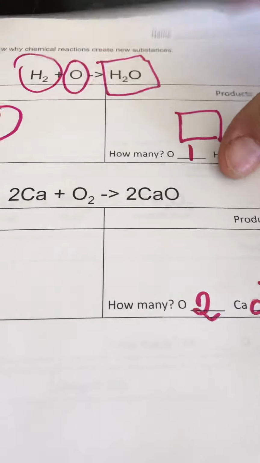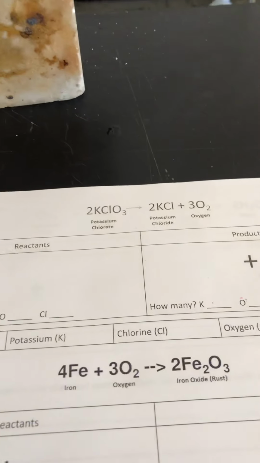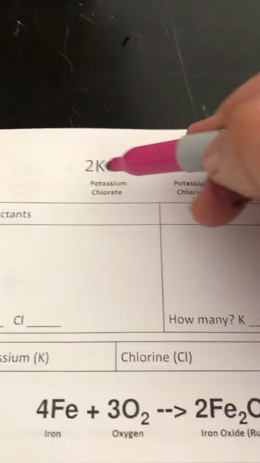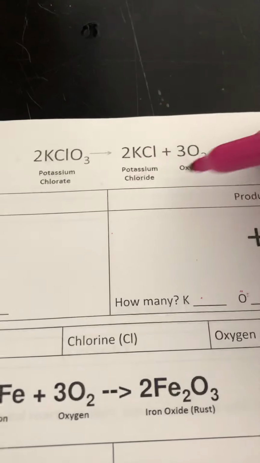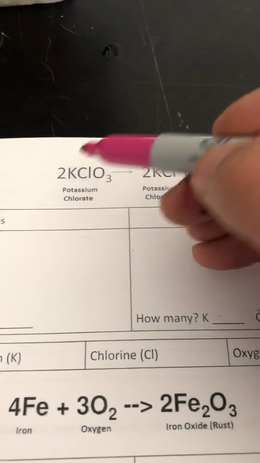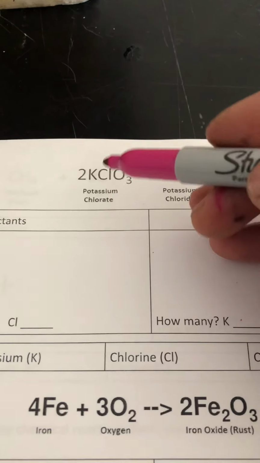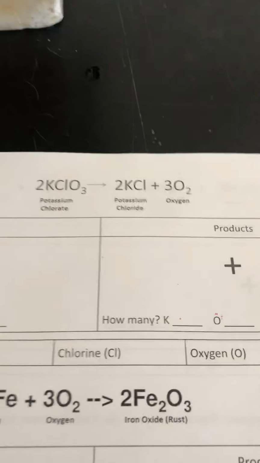Let's do one more problem, okay? All right, so I'm going to do this one with you and then you have to do the other one on your own, okay? So we have reactants and you have products. There's 2 products in here. K stands for potassium, as in bananas. Cl stands for chlorine and O stands for oxygen.